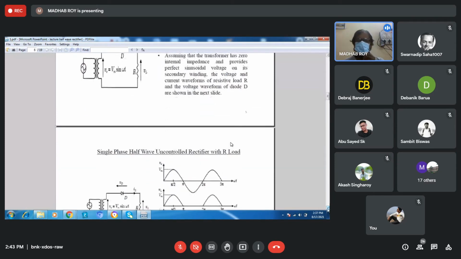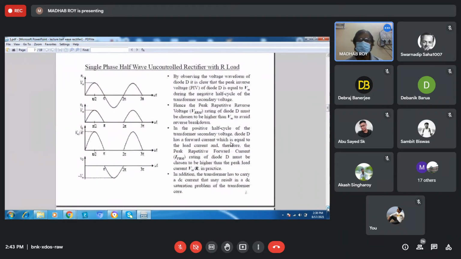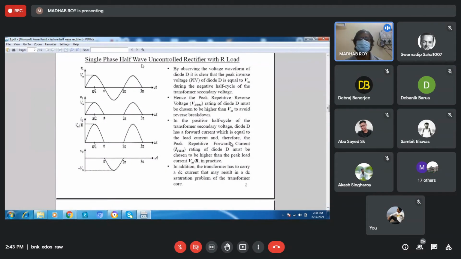Now we will determine some performance values for this configuration: single phase half wave uncontrolled rectifier with R load. By observing the voltage waveform of the diode D, it is clear that the peak inverse voltage of diode D is equal to Vm during the negative half cycle of the transformer secondary voltage. This lower one is called the PIV, peak inverse voltage.